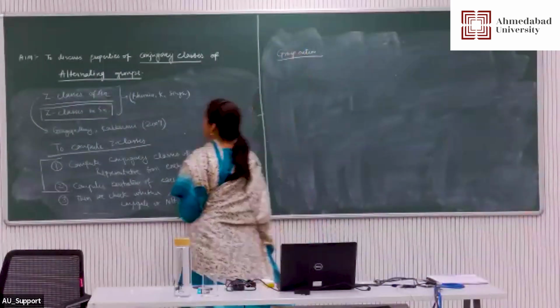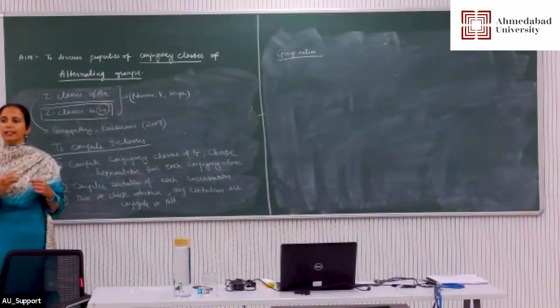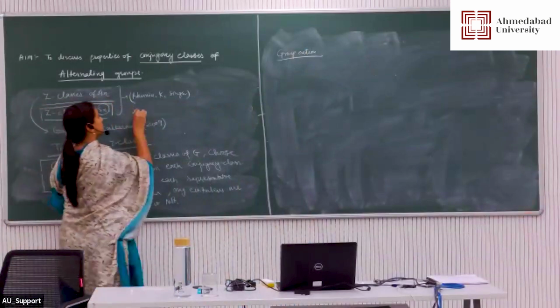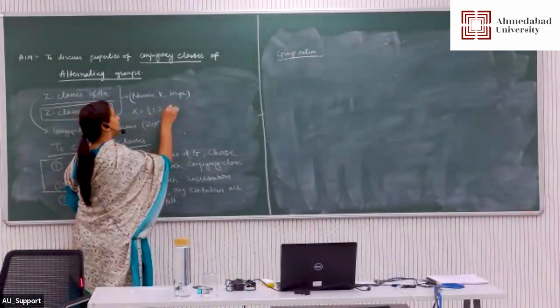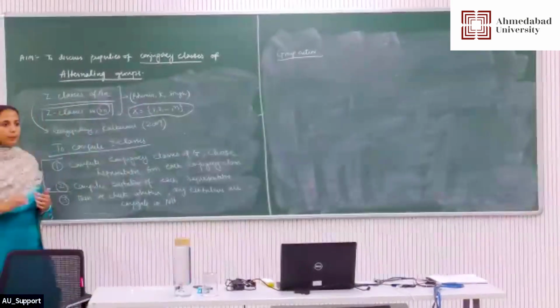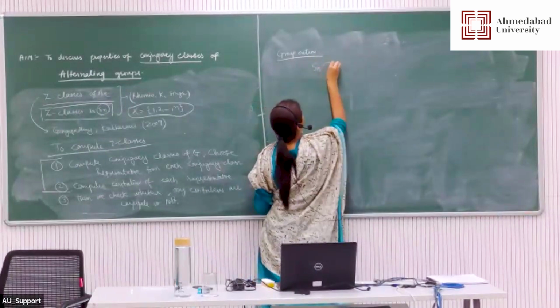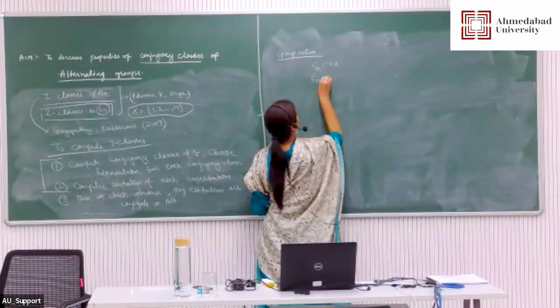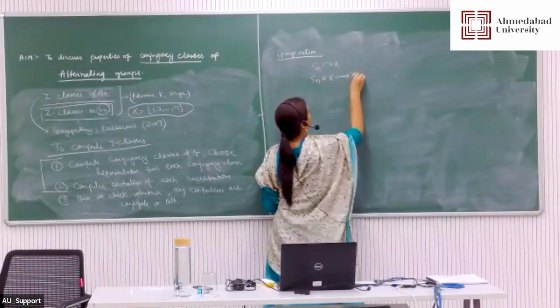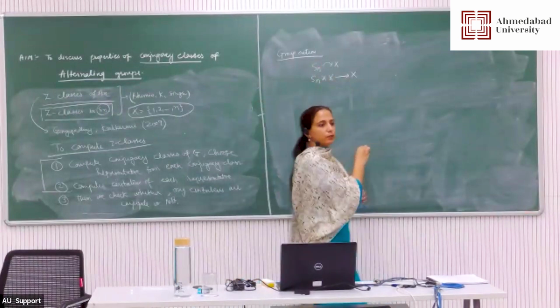Okay, and Sn has the natural action on the set X containing n elements. So Sn acts on this set naturally. So what is this group action in case of Sn? Sn acts on X. By group action I mean I need a map. Do you know what a group action is? Shall I define it? No, okay.